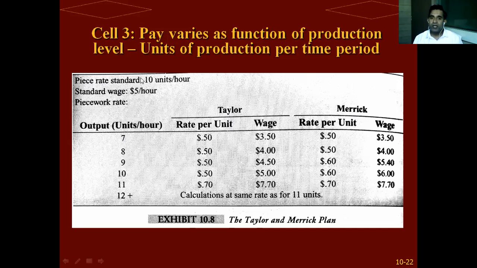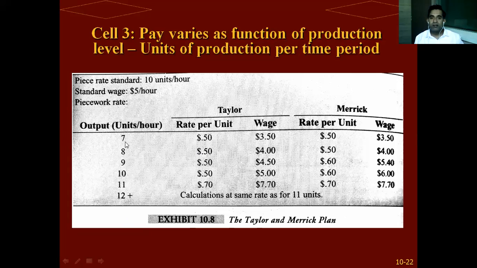So the piece rate standard is at 10 units per hour. I hope the rate is explained. An employee is expected to manufacture 10 units per hour. It is a standard, a benchmark. Then standard wages are $5 per hour. So how is the piece rate determined? How do they calculate the wages of employees who produce a different number of units?